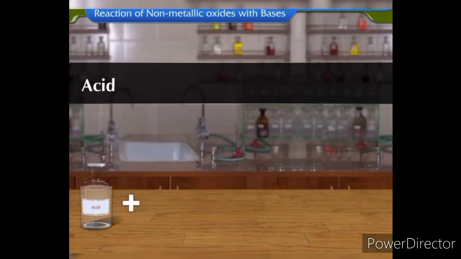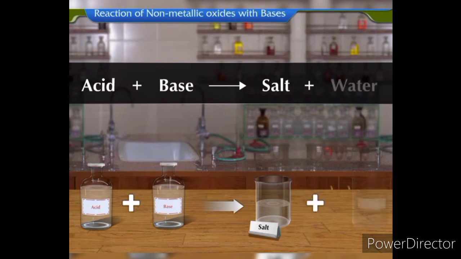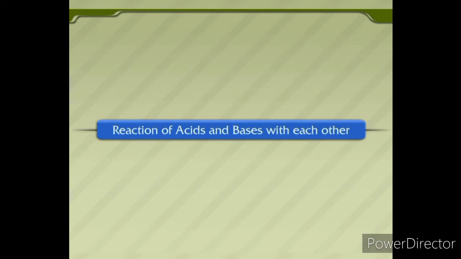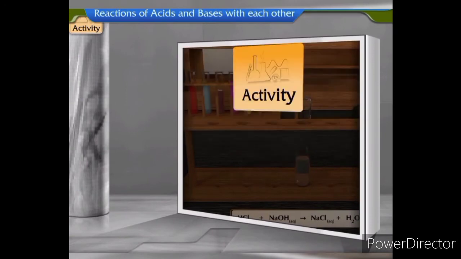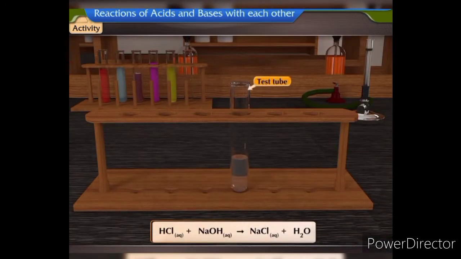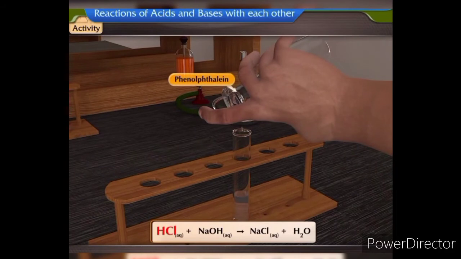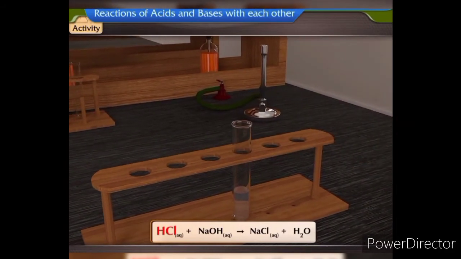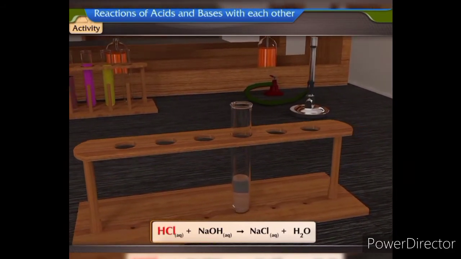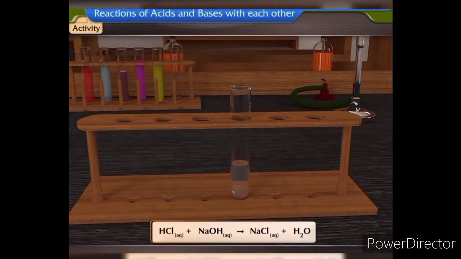We know that acids react with bases to form salt and water. Let us now perform an activity to understand this reaction. Reactions of acids and bases with each other. Activity: take about 2 or 3 ml of hydrochloric acid in a test tube. Add a few drops of phenolphthalein indicator. What is the color of the solution? It is colorless. Phenolphthalein is colorless in acids.